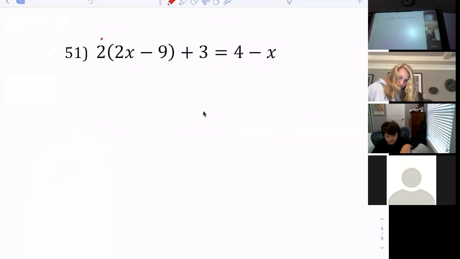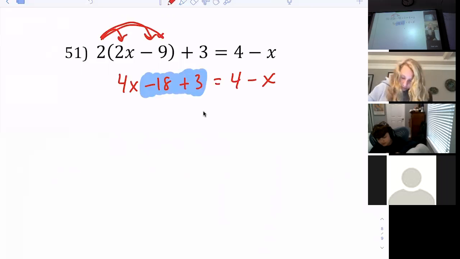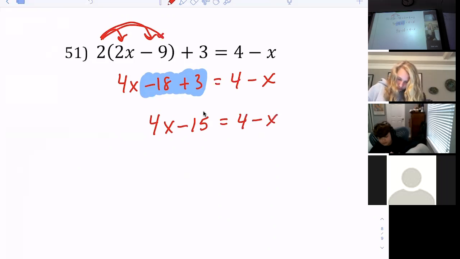All right. Here we go. We're going to distribute. So tell me what's 2 times 2? 4x. Beautiful. Then minus 18. Thank you. Plus 3 equals 4 minus x. All right, now what am I looking at here, guys? Like terms. What does that make? 4x minus 15 equals 4 minus x.